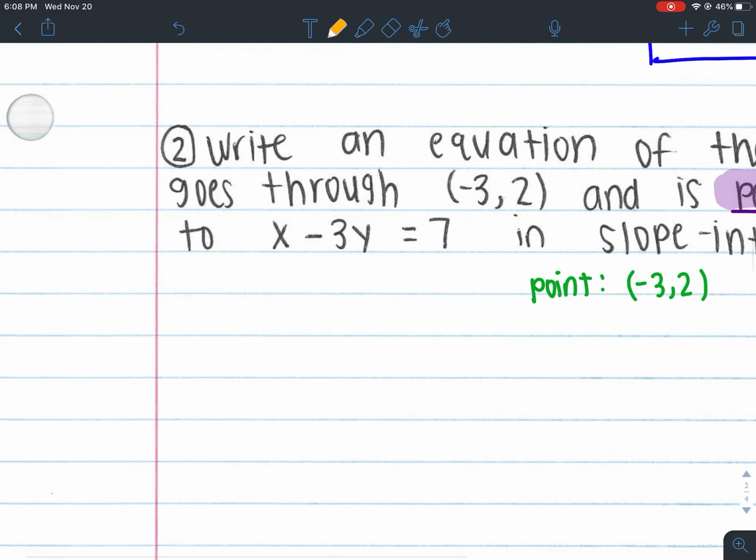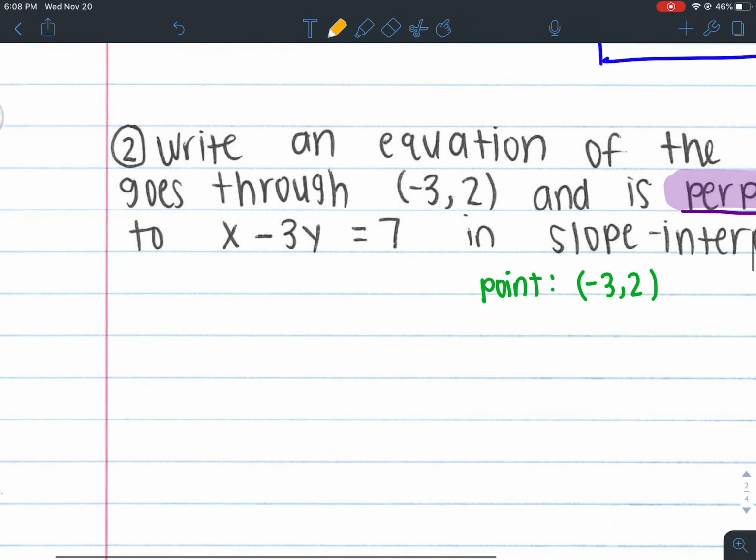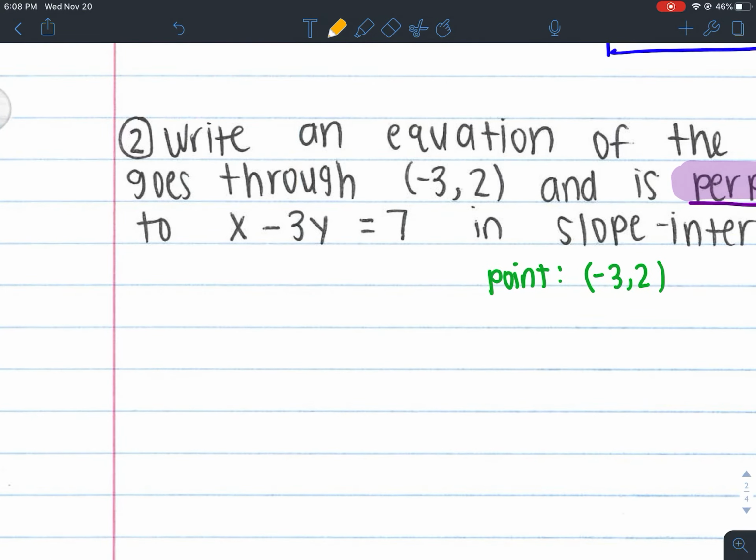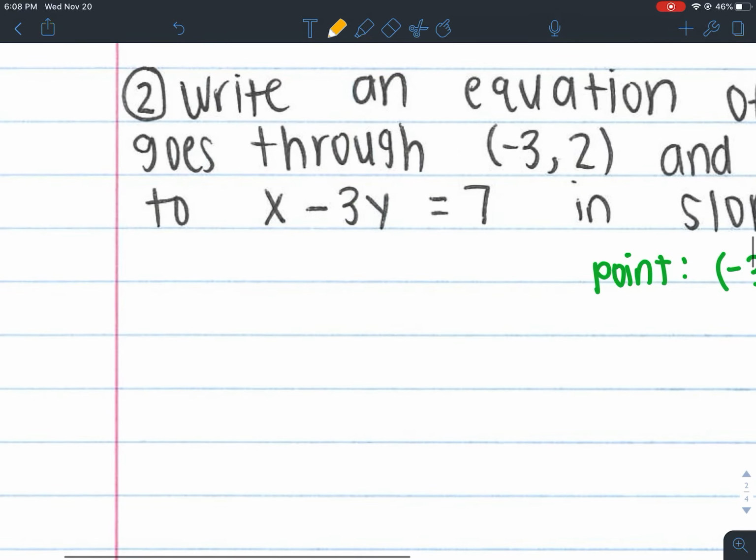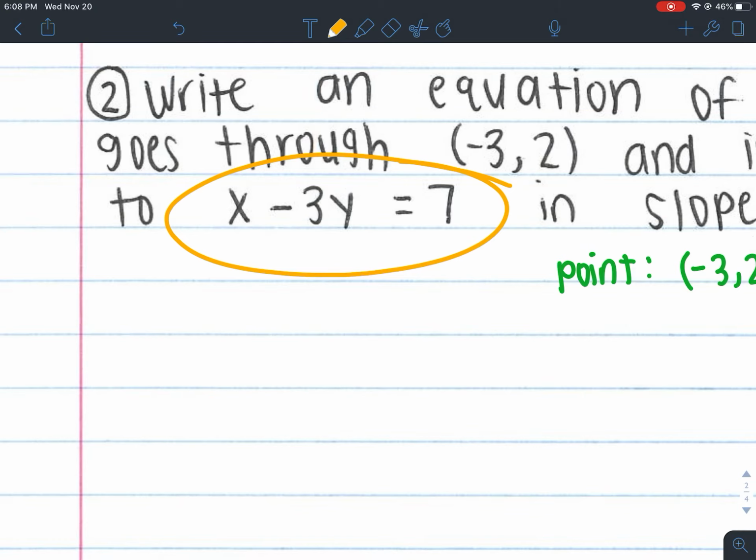But do I know what slope I needed to use that? No, right? Am I able to determine the slope of this line just by looking at it? No, it's in standard form. I needed to have y by itself, so that's y equals mx plus b. So this is my equation.